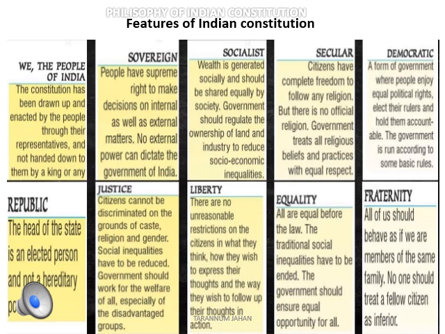Equality, all are equal before the law. The traditional social inequalities have to be ended, that is, untouchability. The government should ensure equal opportunity for all. Then the last is fraternity. All of us should behave as if we are members of the same family. No one should treat a fellow citizen as inferior. We all are equal, from the same country. We all are Indians.